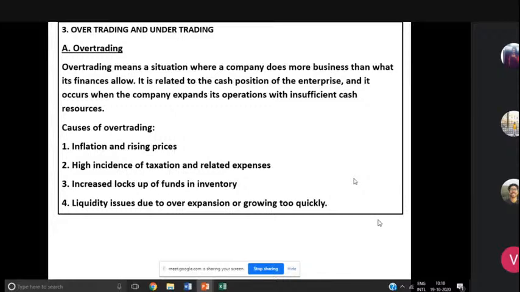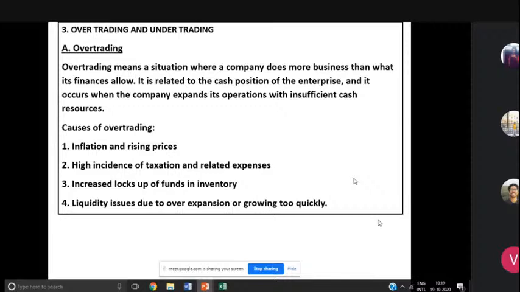So the next, increased lockup of funds in inventory. If anyone is getting confused with the word inventory, bracket write stock. Stock. By mistake, you will go on purchasing raw material and accumulating. Then you will get into a situation called overtrading.